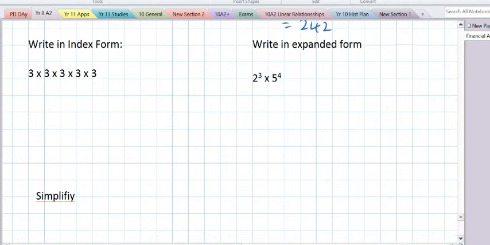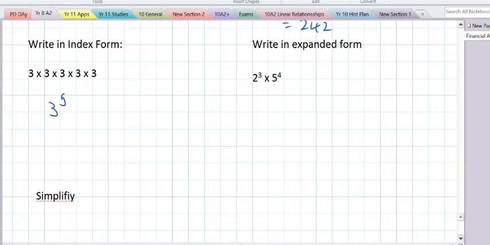Write in index form. You like this? All right, give us the answer, Erin. 3 to the power of 5. Well done. All right. Wait, just slow down. It's all right.